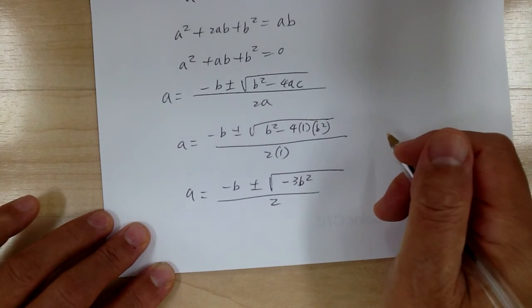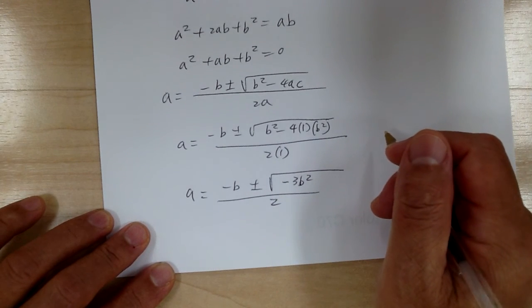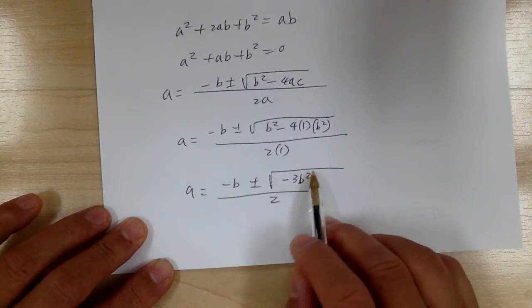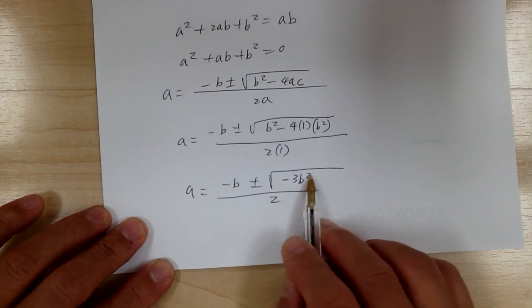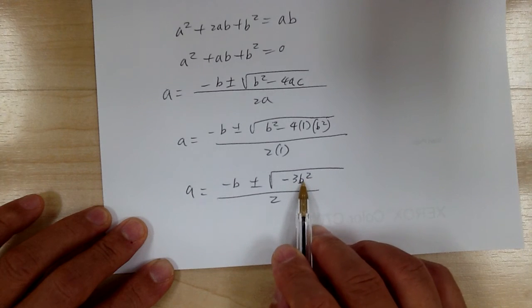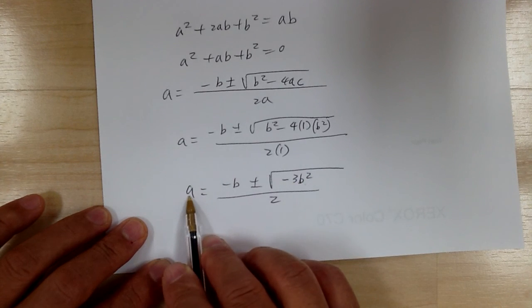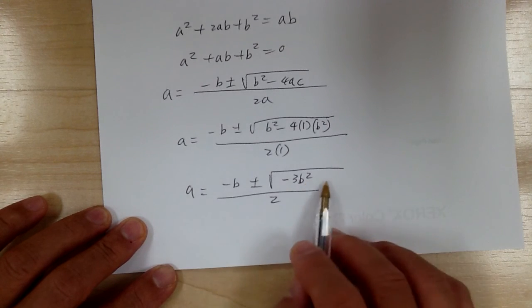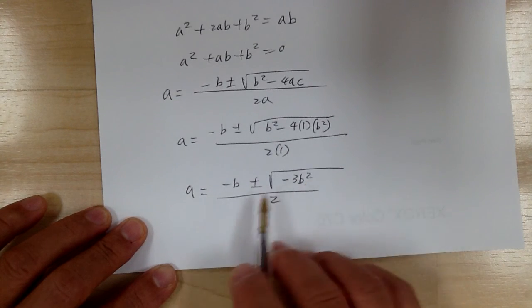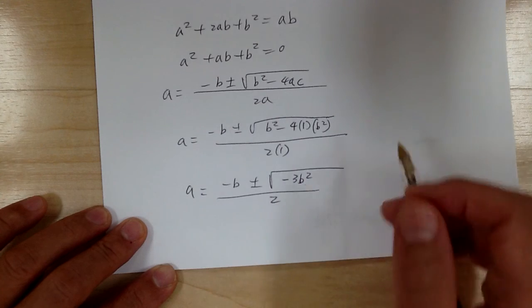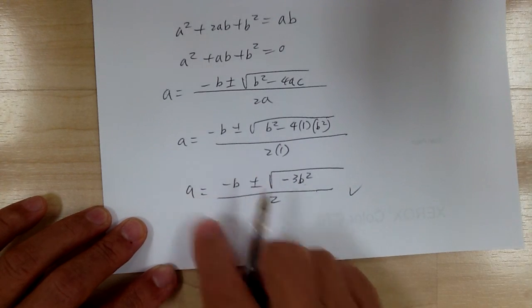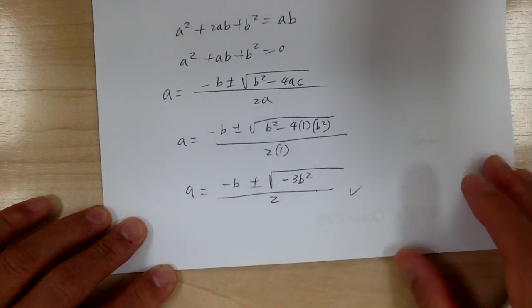And again, from here, a and b cannot both be real. If b is a real number, then this will give you an imaginary number. So if b is real, then a cannot be a real number; it has to be imaginary. So from here, you can see that a and b cannot both be real. If b is real, then a would be imaginary. So they cannot both be real numbers.